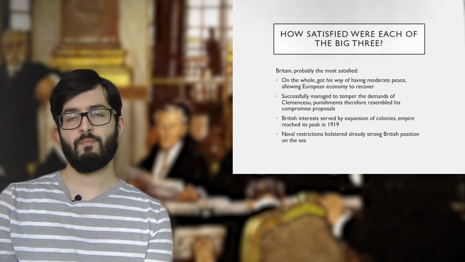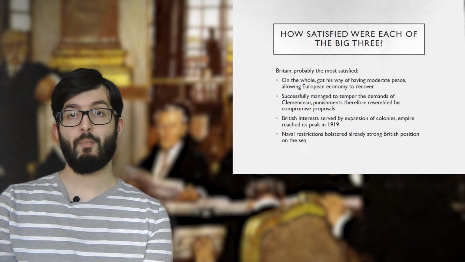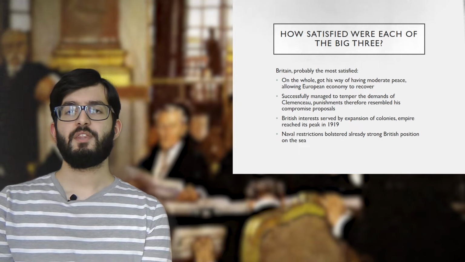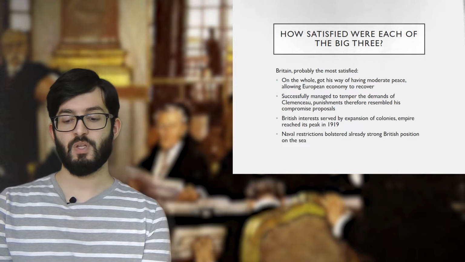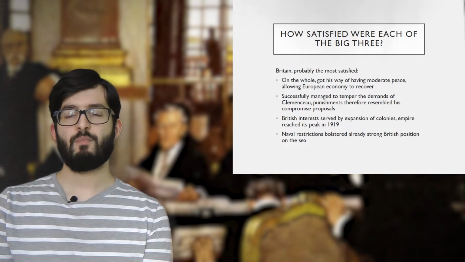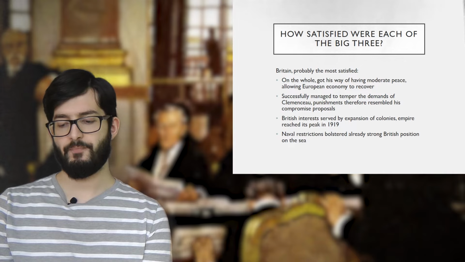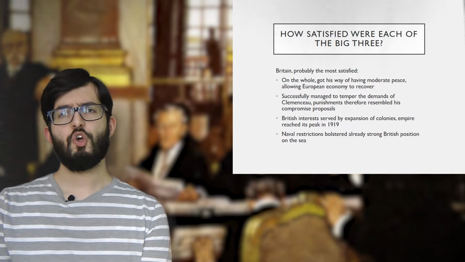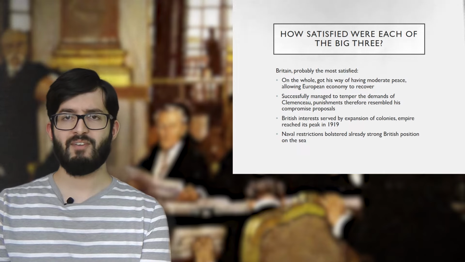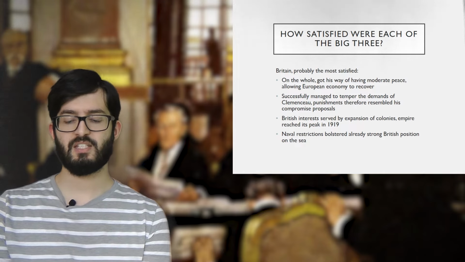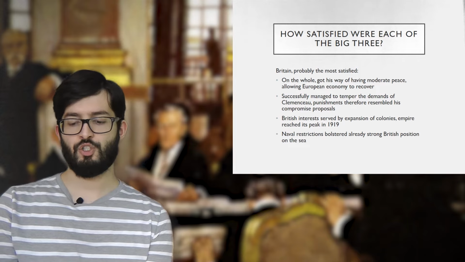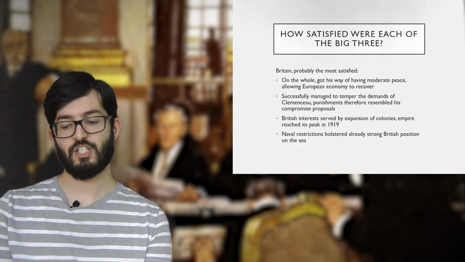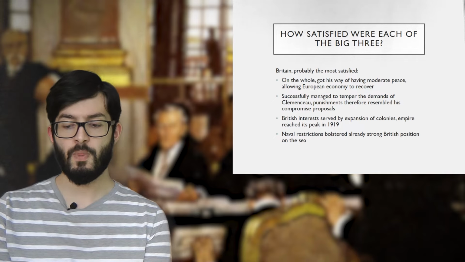The most pleased, though, obviously given they actually wanted a compromise in the first place, naturally it was going to be along their lines. The British, of course, got most of what they wanted and were really satisfied with most of the terms of the Treaty of Versailles. And so, on the whole, if you consider the terms of the treaty, Lloyd George basically gets his way of establishing a moderate peace that allows the European economy to recover. He also crucially successfully manages to temper the demands of Clemenceau.